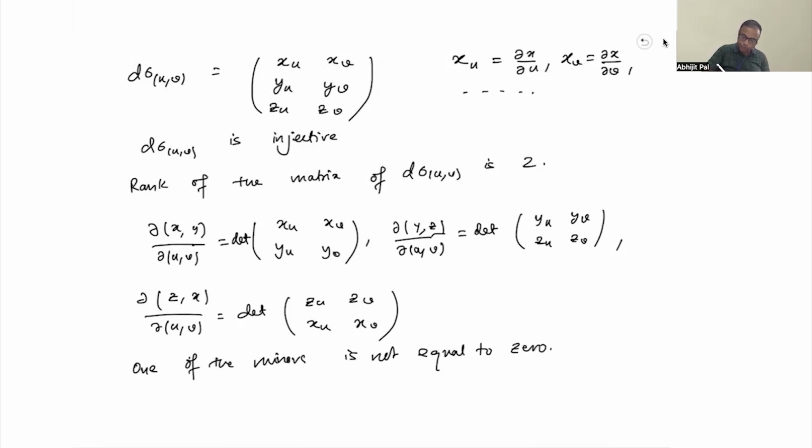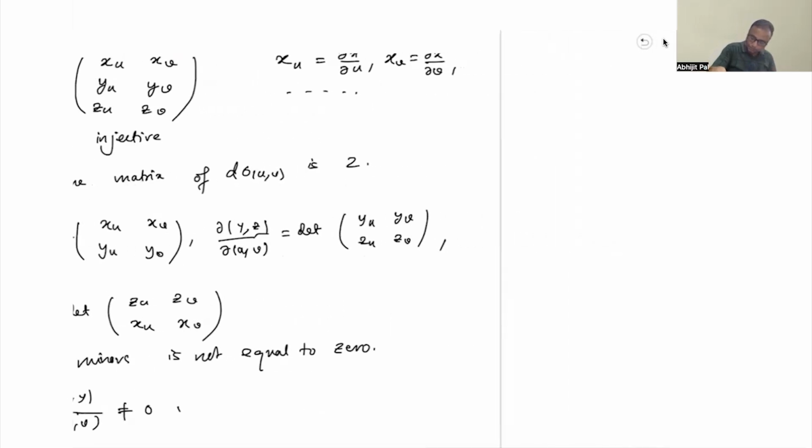Okay, so let us assume that ∂(x,y)/∂(u,v) is not equal to 0. We have assumed that. Now let us take this function. π is this projection map.